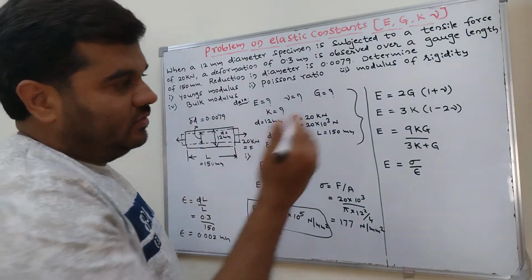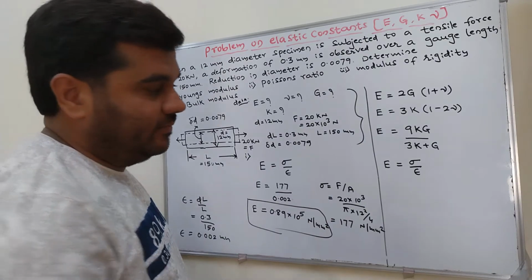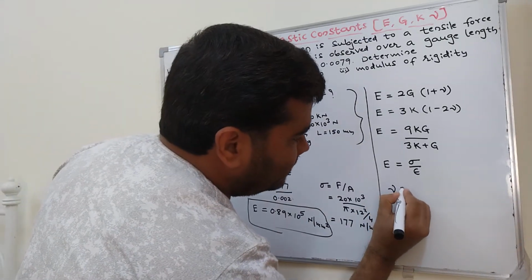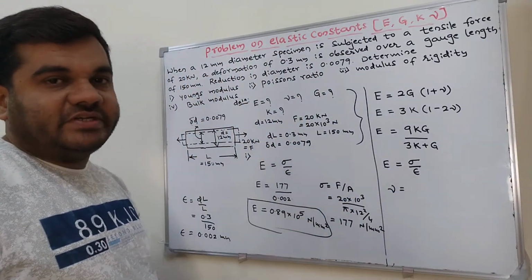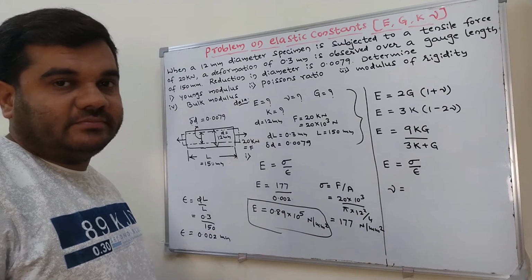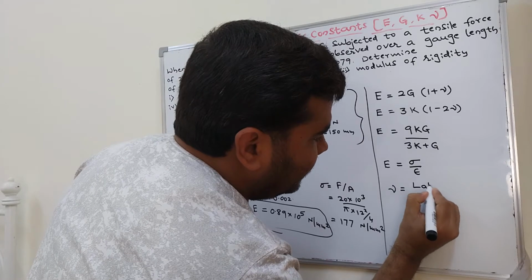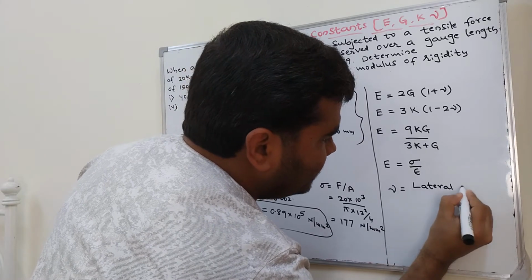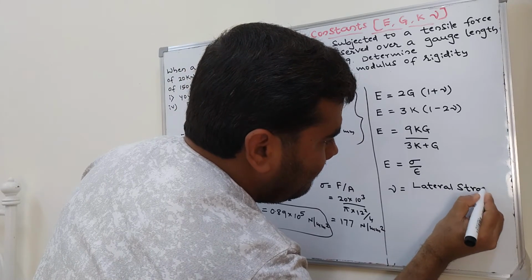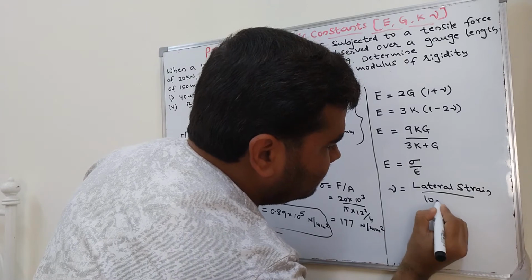So we have one more equation for Poisson's ratio, the normal equation. What is the general definition of the Poisson's ratio? It is lateral strain divided by longitudinal strain, right? Lateral strain divided by longitudinal strain.